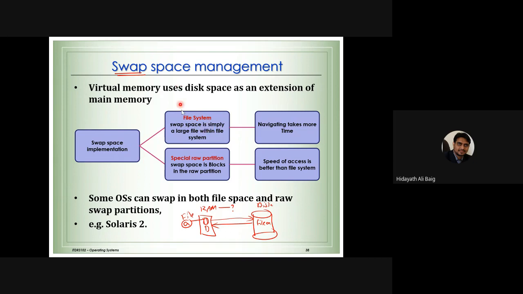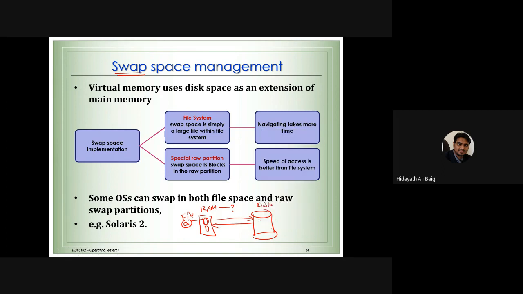How do we handle the swap space? First solution: swap space is simply a large file within the file system. When we do that, there is a problem with the navigation. It takes more time. What is the other solution? This is the solution which we are going to favor.